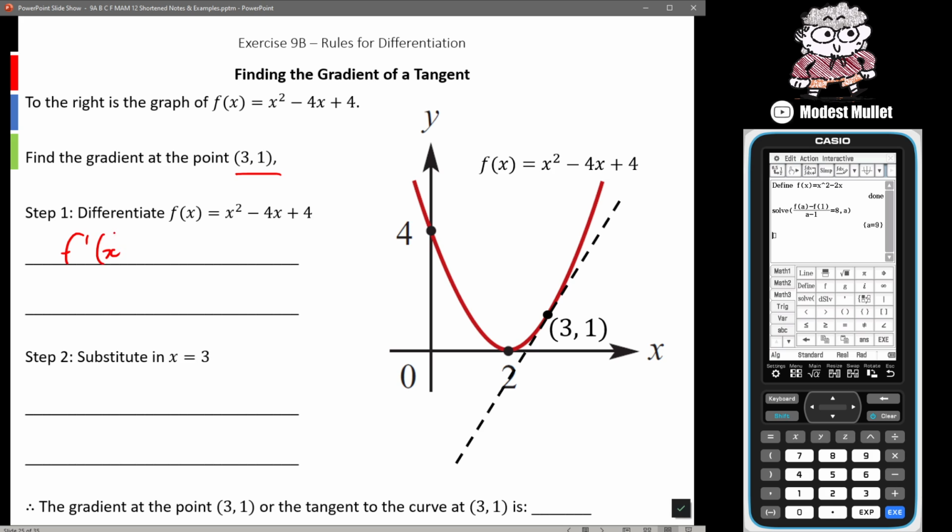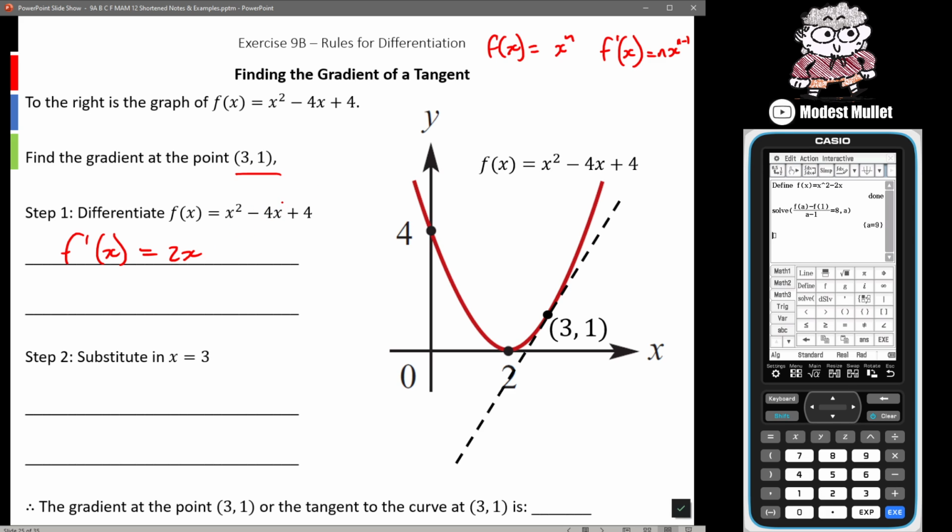So f dash of x is equal to, and what's the power rule? Just as a reminder, if f of x is equal to x to the n, then f dash of x is equal to n x to the n minus 1. So all you're doing is multiplying by the power, whatever the power is, and then taking 1 off the power, and that's your derivative. So we have x squared, so times by the power, we get 2x, and then the 2, take away the 1, just becomes 1, which we don't even need to write.